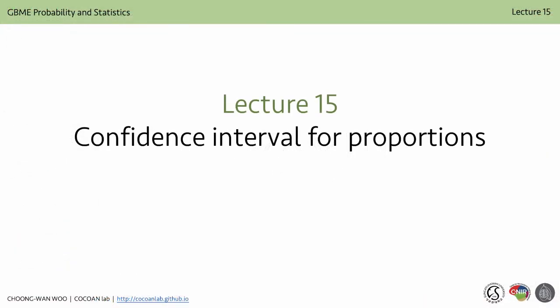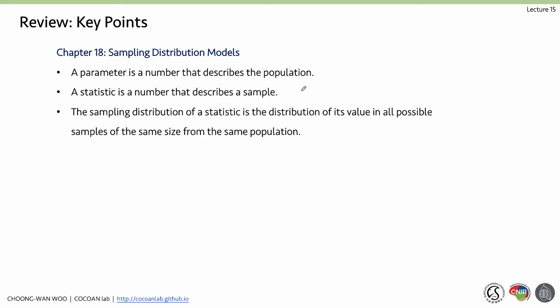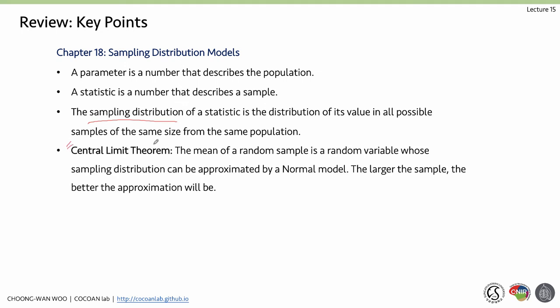Hi everyone. Today's lecture is about confidence interval for proportions. In the last lecture, we learned about sampling distribution, parameter and statistic. I told you that sampling distribution is different from sample distribution, and that the central limit theorem is very important. That was about the fact that the mean of a random sample is a random variable whose sampling distribution can be approximated by a normal model.